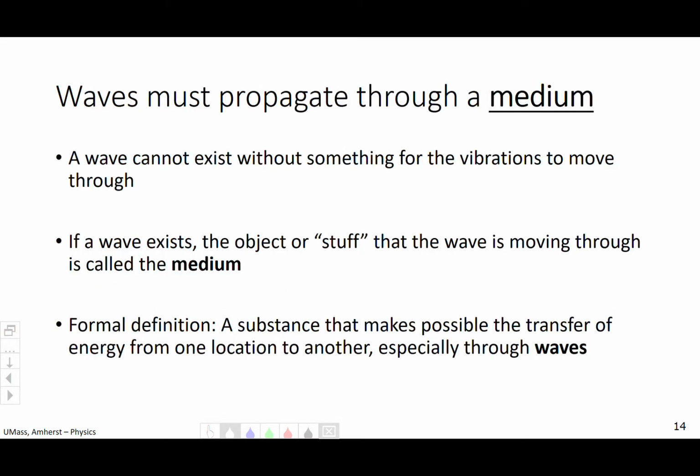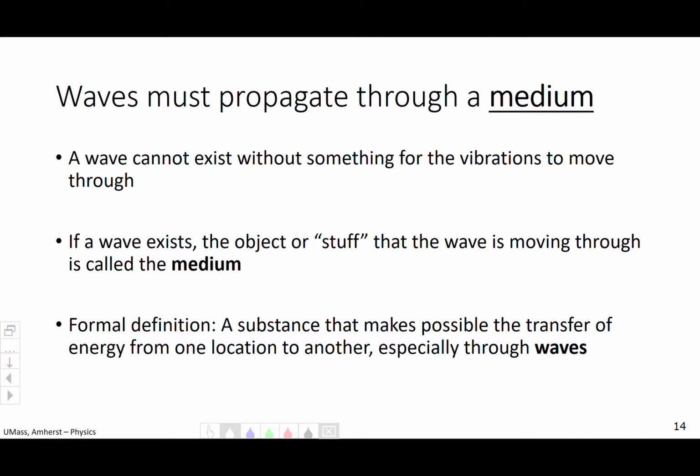So one characteristic of waves is that they have to propagate through a medium. The wave can't exist without something for the vibrations to move through. That means that there has to be stuff that the wave is moving through called a medium. A formal definition is a substance that makes possible the transfer of energy from one location through another, especially through waves.